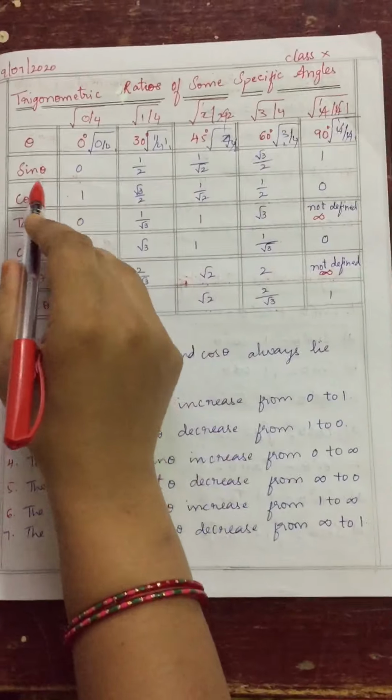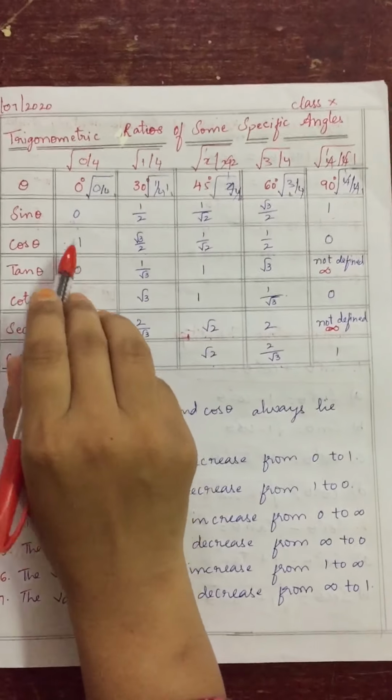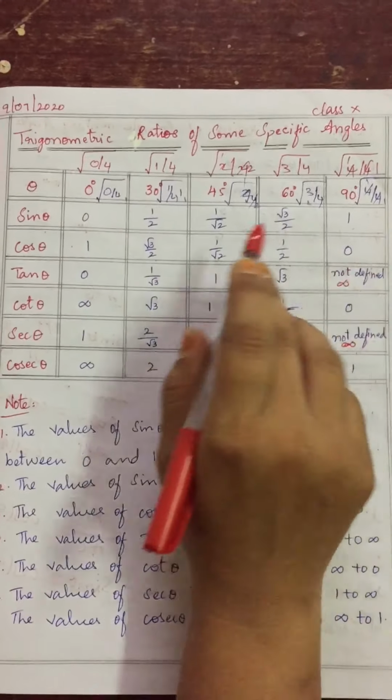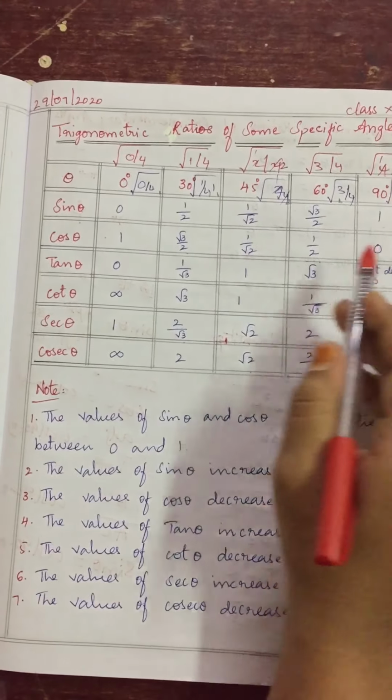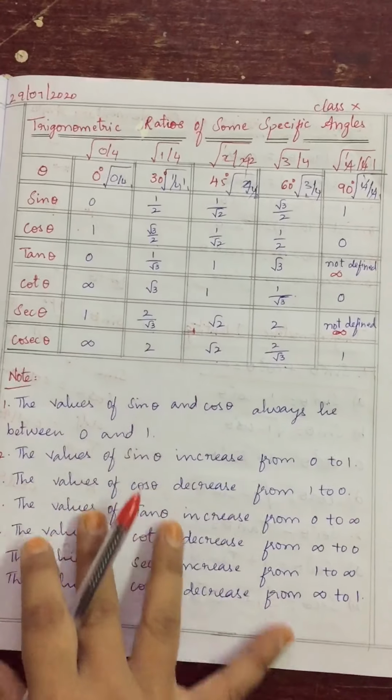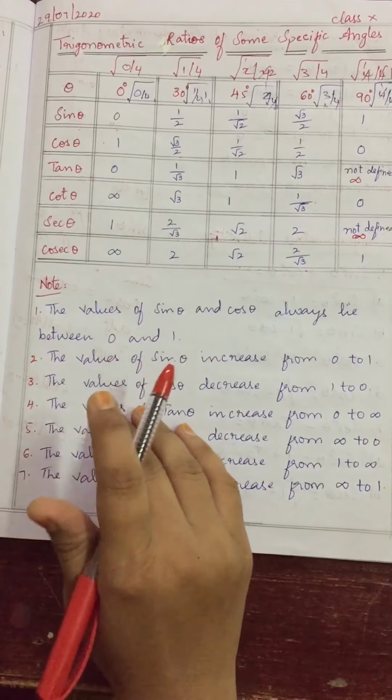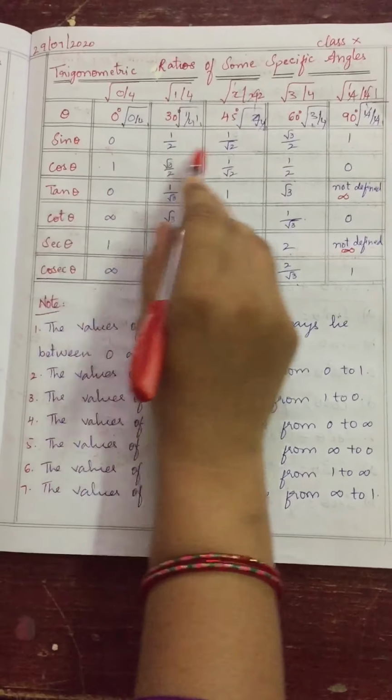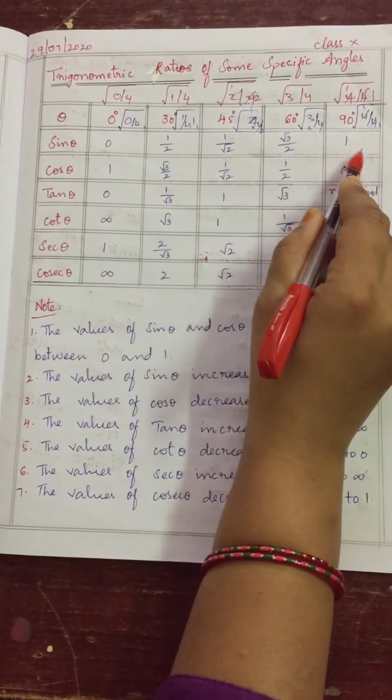1 to 0. That means sine theta and cos theta values always lie between 0 and 1. They will not exceed 1 and will not be less than 0. Am I clear children? Now see, as we go from 0 to 90 degrees, sine values are increasing.